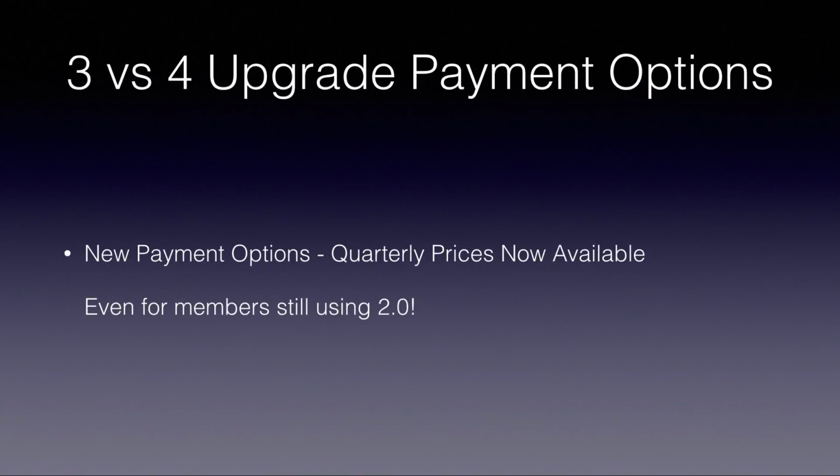Now, 3 versus 4 upgrade payment options. You might remember before we had available only the 3 options of either monthly, annually, and then there was a lifetime option out there. Now we added a 4th upgrade option, which is our new quarterly pricing. What is that? That's basically an in-between the monthly and the annual, where we give you a discount. You pay less than the monthly prices, but not quite as cheap as the annual would be, or if you think long term, how the lifetime options of course are, right? So check that out. It's gonna be even available for members that are still in 2.0. That will be something you can use right now.